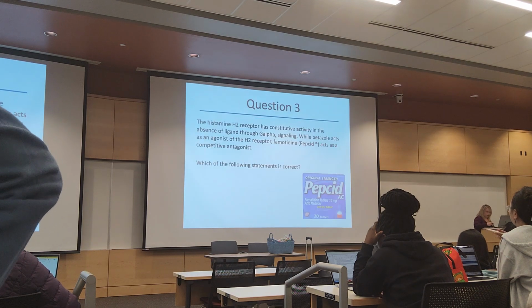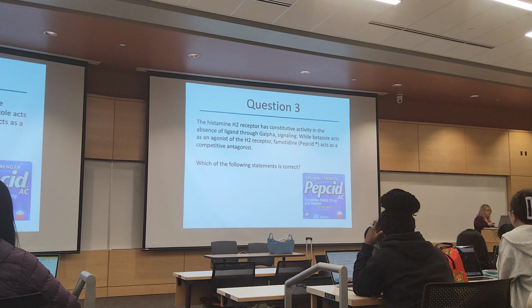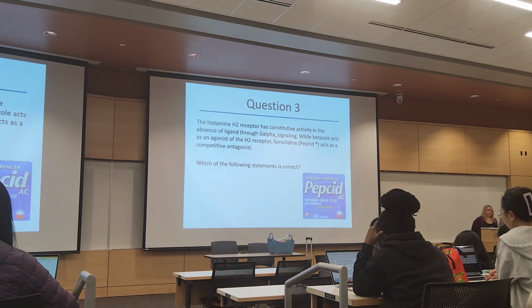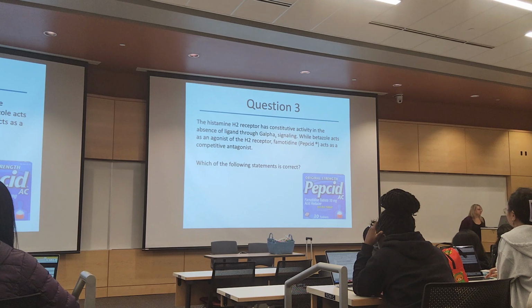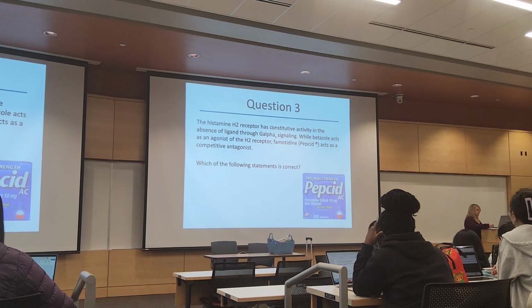Okay, and we've got one more question. I'll go ahead and open that poll. The histamine H2 receptor has constitutive activity in the absence of ligand through G-alpha S signaling, while betazole acts as an agonist of the H2 receptor. Famotidine or Pepcid acts as a competitive antagonist. Which of the following statements is correct?